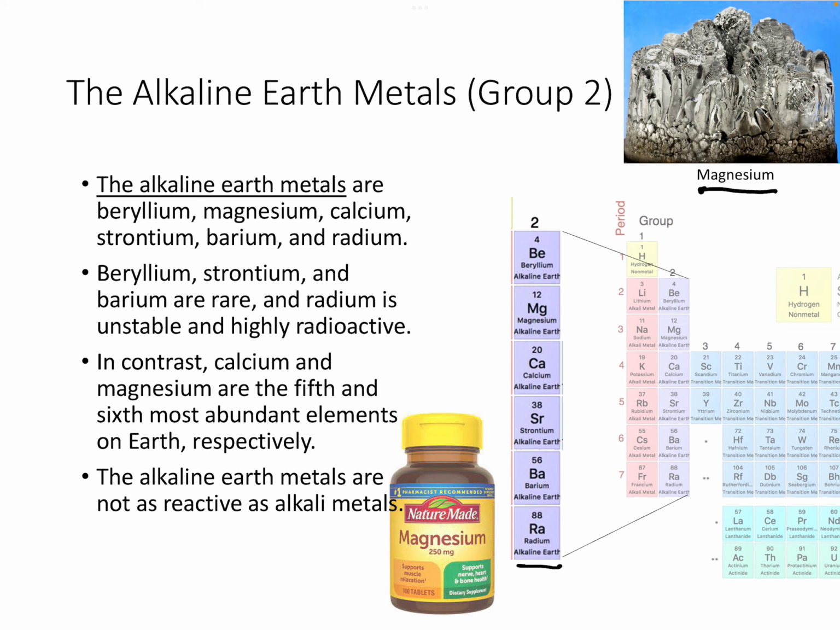Now, calcium and magnesium, on the other hand, are the 5th and 6th most abundant elements on Earth. And you might have heard of magnesium supplements. Those have become very popular recently. They're said to help with things like sleep. And then calcium is really important for bone development, teeth development. So those are very, very abundant elements.